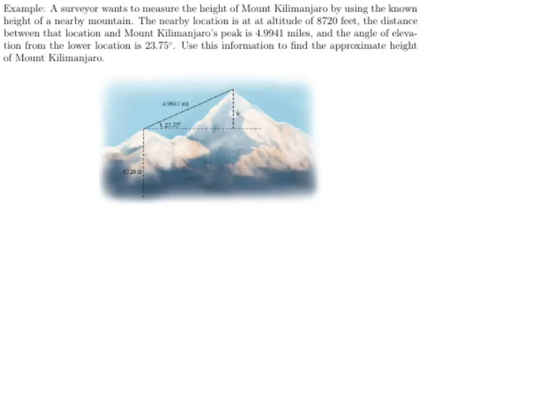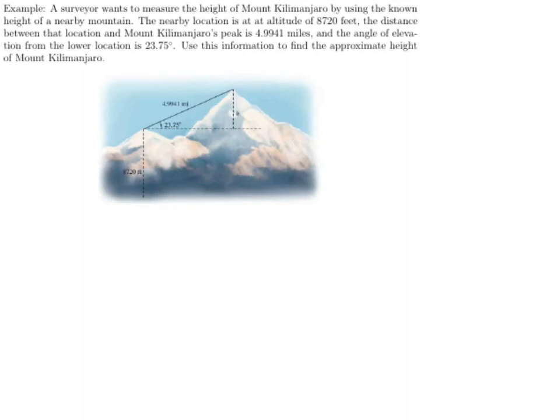All right, and then the last example, a little blurry. It says a surveyor wants to measure the height of Mount Kilimanjaro by using the known height of a nearby mountain. The nearby mountain has an altitude of 8,720 feet. The distance between the location and Mount Kilimanjaro's peak is 4.9941 miles, and the angle of elevation from the lower location is 23.75 degrees. Use this information to find the approximate height of the mountain.